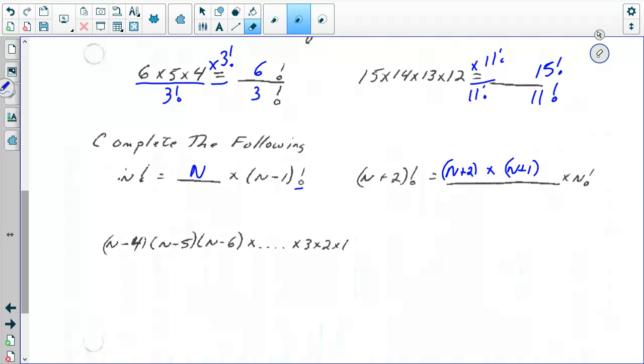Now here, what is this the expansion of? A number times 1 less than itself, times 2 less than itself, times so on and so forth. So the number here is n minus 4, and then the factorial, because that's what we see. We have the number times 1 less than itself, times 2 less than itself, and it continues on.